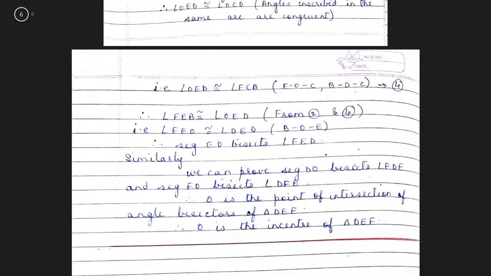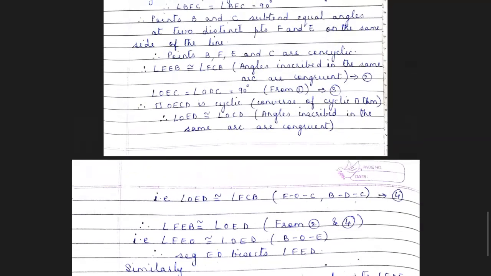Now from 2 and 4, what do I get? Angle FEB congruent to angle OED. That is angle FEO congruent to angle OED, because B-O-E lie on the same straight line, so I have rewritten it. And therefore, I get segment EO bisects angle FED. Similarly, we can prove segment DO bisects angle FDE and segment FO bisects angle DFE, and therefore O is the point of intersection of angle bisectors of triangle DEF, and therefore O is the incenter of triangle DEF.